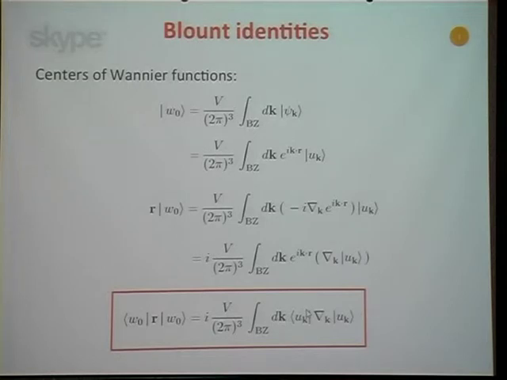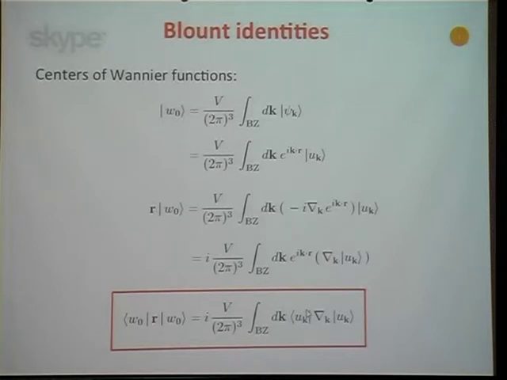And remember, we need the expectation value of the position operator and the expectation values of R square to minimize our function. The expectation value of R can be calculated directly from the Bloch wave functions, in particular from the periodic part of the Bloch wave functions. And there is another expression that I haven't written here; it's in the Review of Modern Physics. There is a Blount identity also for the powers of R, and the power of R square is related to the Laplacian with respect to k.